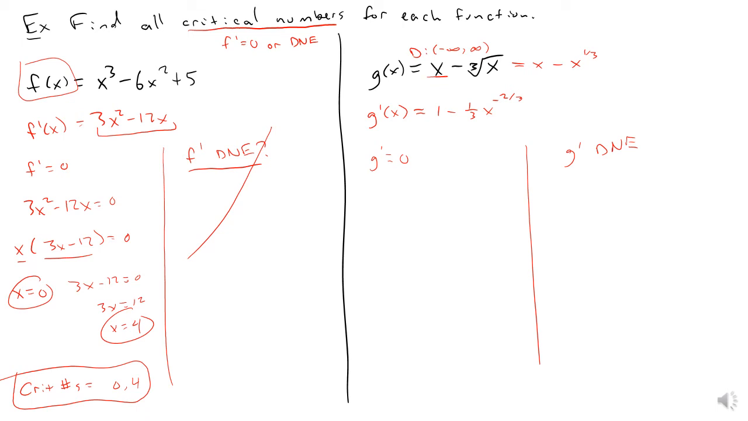So here, what I want you to do is go ahead and pause the video and see if you can answer these two questions on your own. Find where the derivative is 0, find if there are any places where the derivative doesn't exist, and then play the video and see if you were able to get it right.